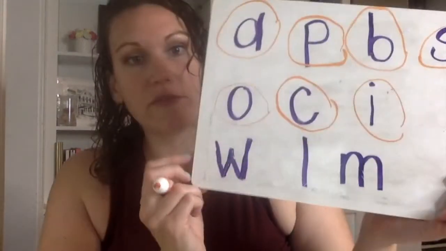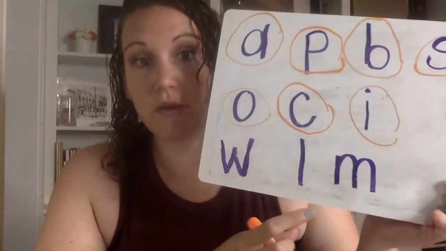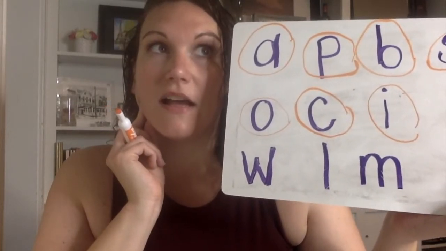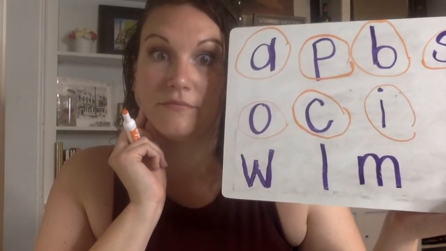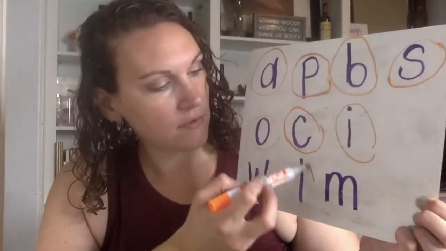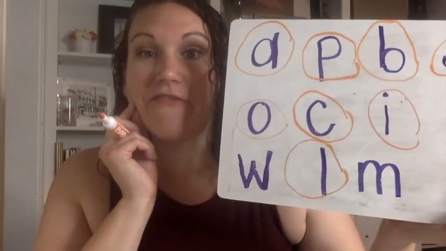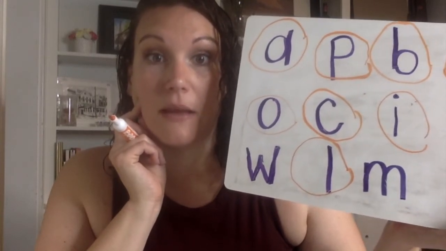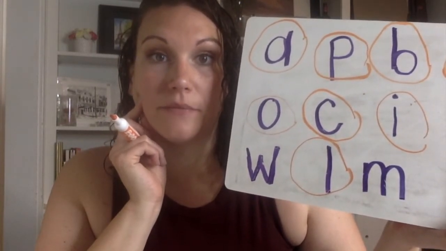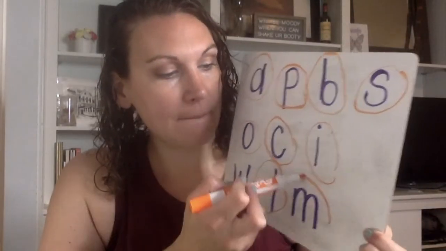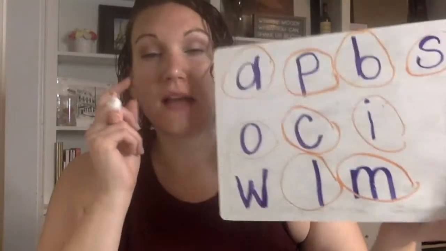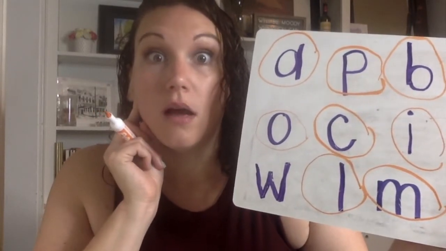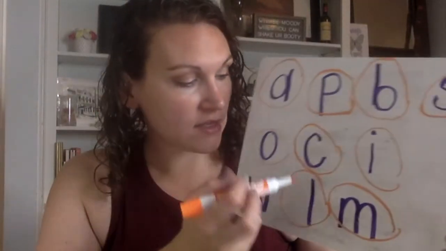Oh, I only have 3 letters left. I have W, L, and M. So what if I say, find the L? It's just a straight line down. There it is. What if I say, find the letter that mom starts with? Mom. That's right, the M. Ooh, the last one's going to be tricky. Find the letter that says W. What letter is that? That's right, the W.